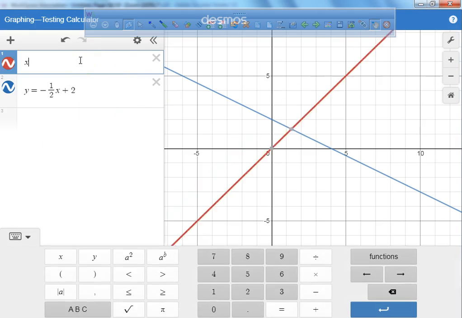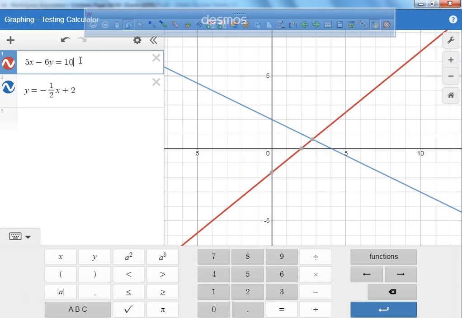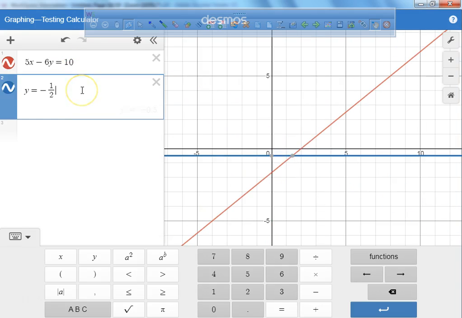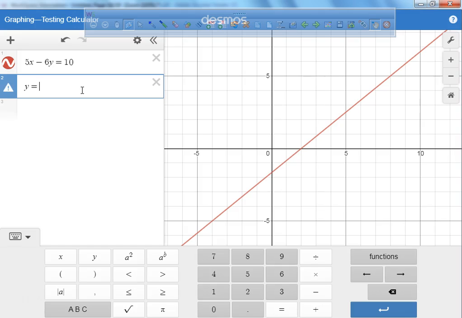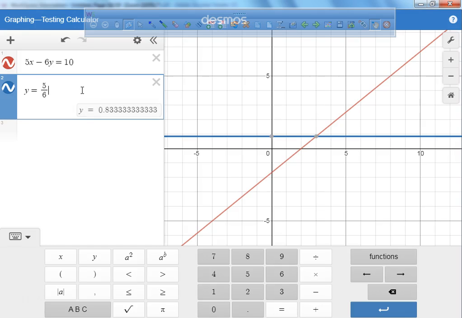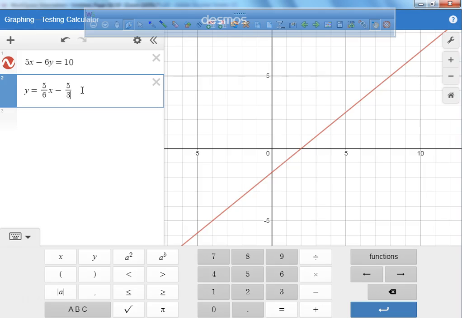Here we go. Ready? 5x minus 6y equals 10. And what do we get as our final answer? What do you get? 5 divided by 6, right? X minus 5 divided by 3. What do you guys notice? It's the same line. What do we call this form? Standard form. What do we call this form? Slope-intercept. Hope that was helpful.